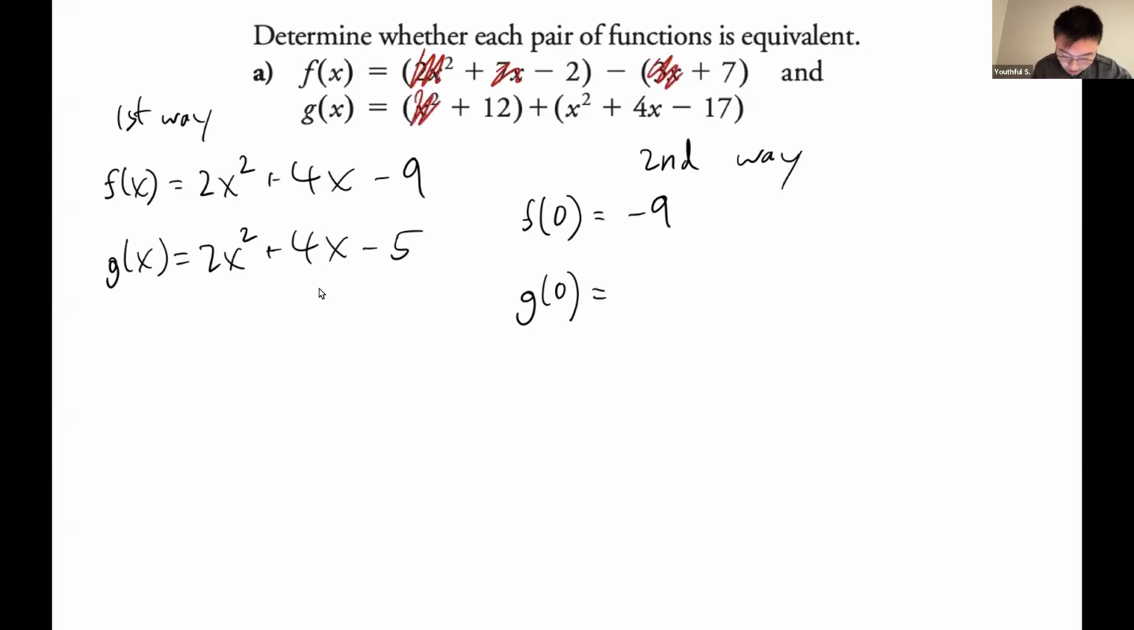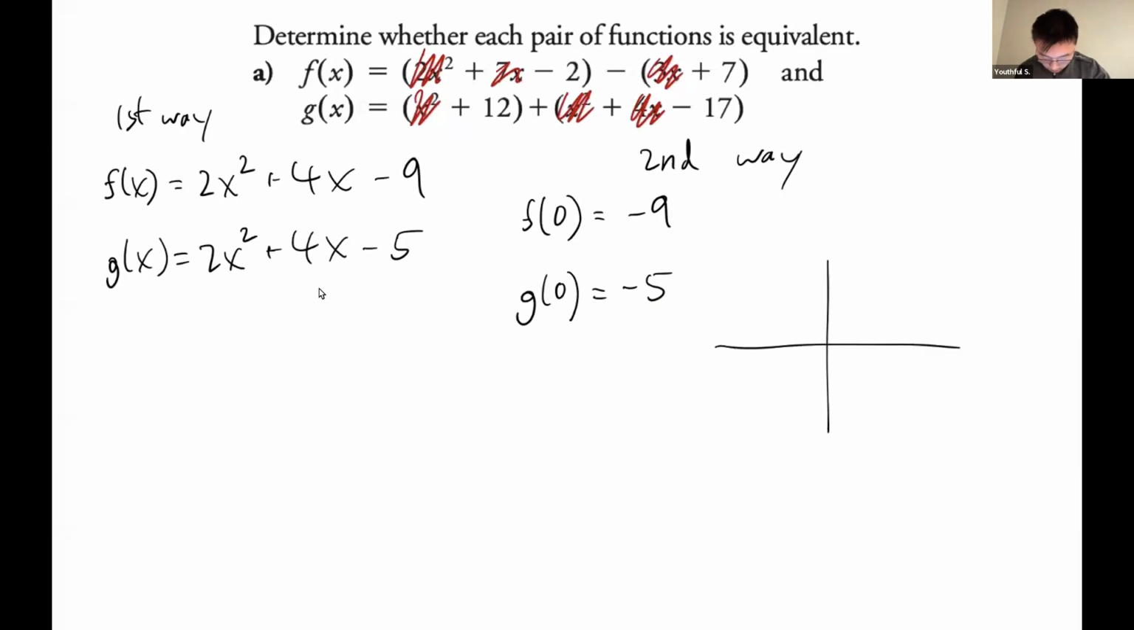G of x, we can do the same. Cross out all of the x terms. And then you just have to do 12 minus 17, which is negative 5. And we can see that for the same value of x, they have a different y value.